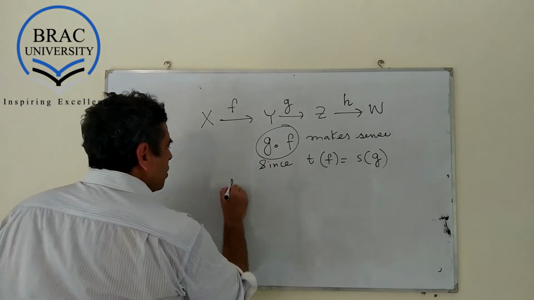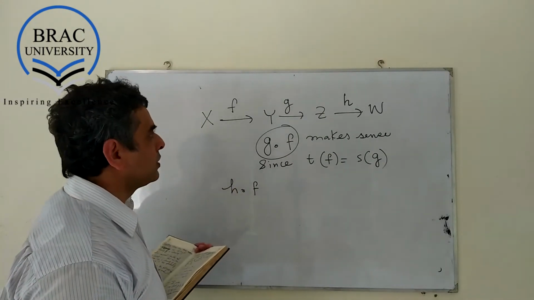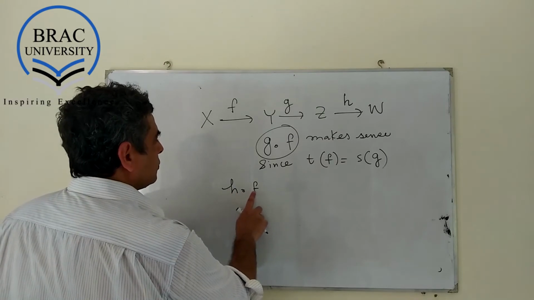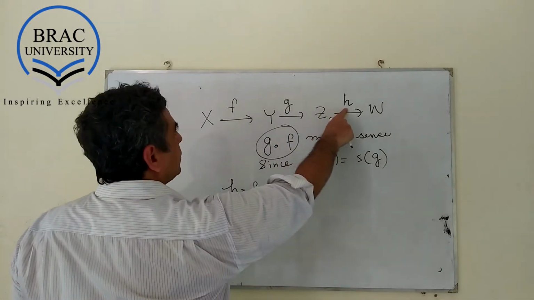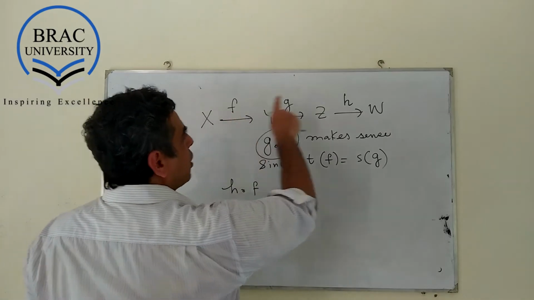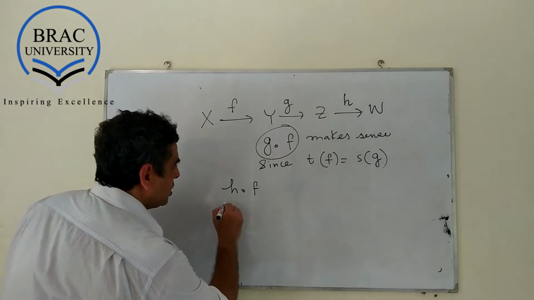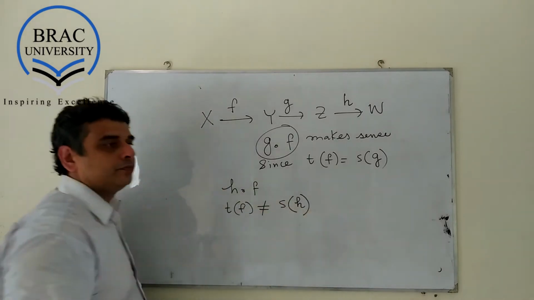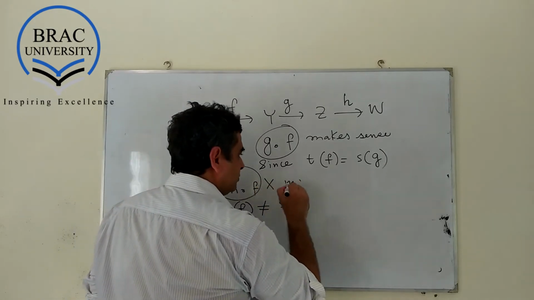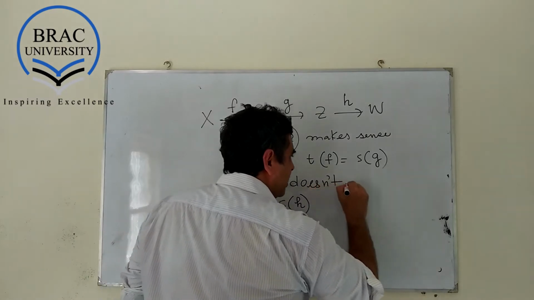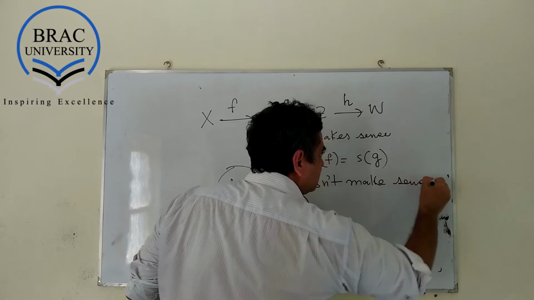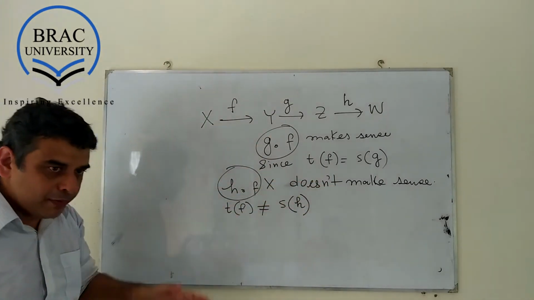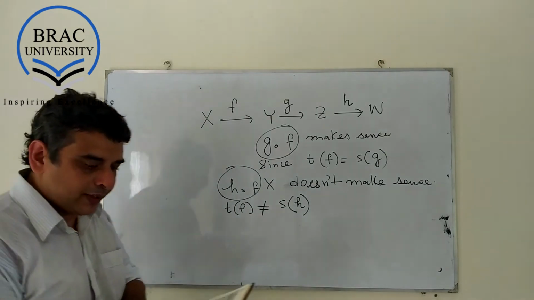Alright. But how about H composed with F? Does it make sense? It does not, because H composed with F won't make sense since the target of F is not the same as the source of H. Alright? Therefore, this does not make any sense. So matching these source and targets of the corresponding morphisms is very important to compose morphisms in the setup of a general category.